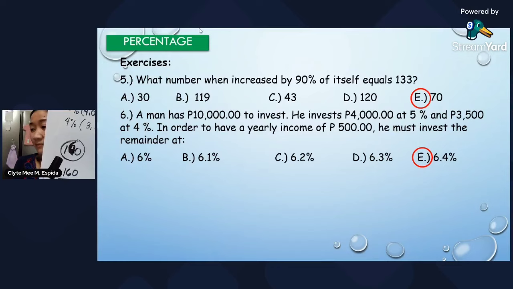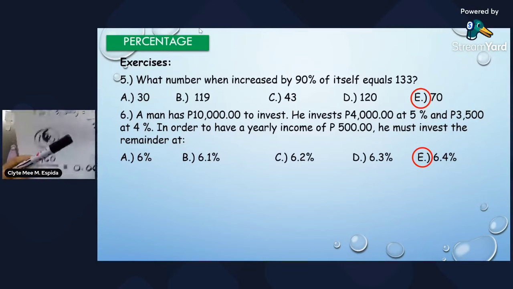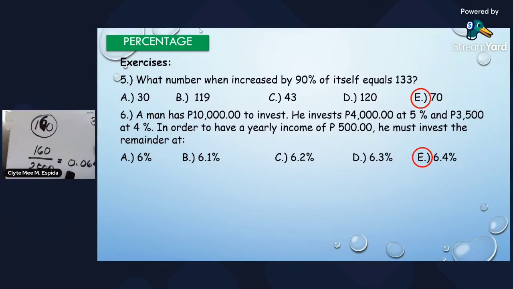160. So, to solve for the percentage ng 160 sa remainder na 2,500, we just simply divide. So, 160 divided by 2,500, that is 0.064. From decimal, writing it to percentage, so we're going to move the decimal point twice.